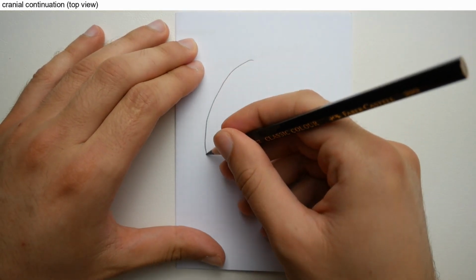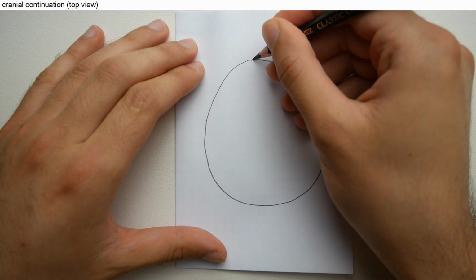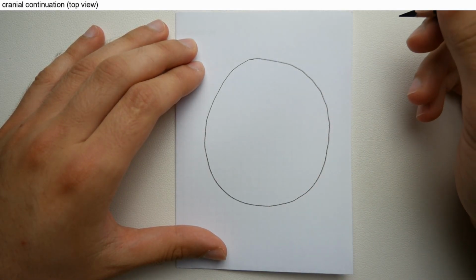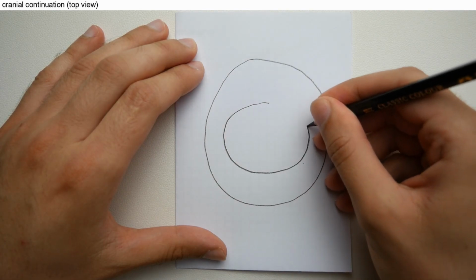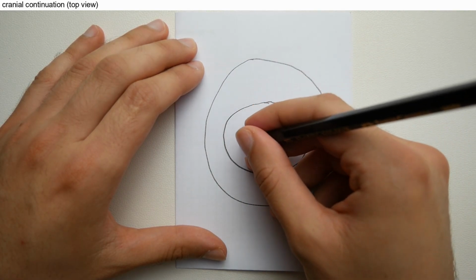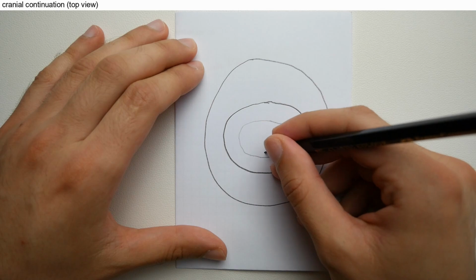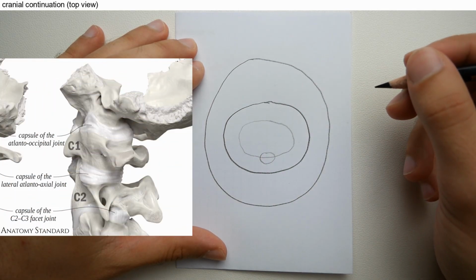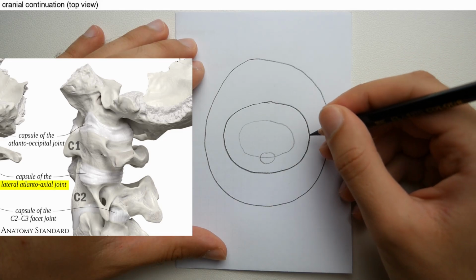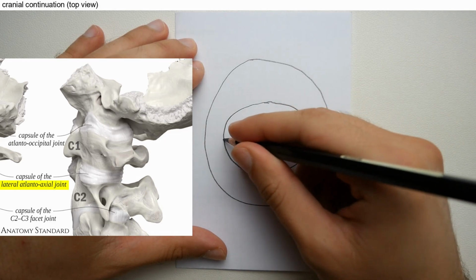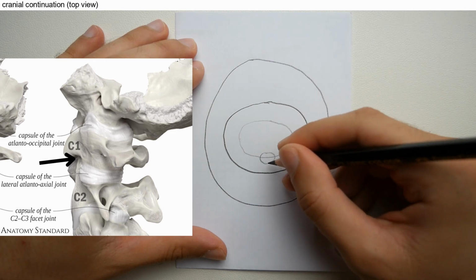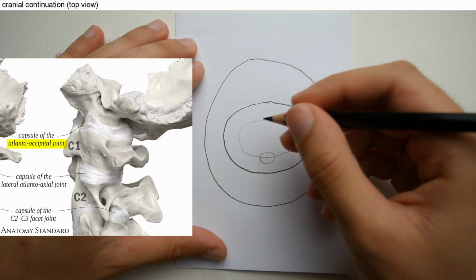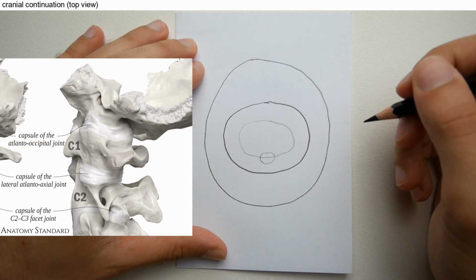This circle represents the foramen magnum. So we are in the skull and looking down through the foramen magnum on the atlas and axis with its dens axis. There are 5 joints in the craniocervical transition: articulatio atlantoaxialis lateralis on both sides, articulatio atlantoaxialis mediana, and articulatio atlantooccipitalis on both sides.